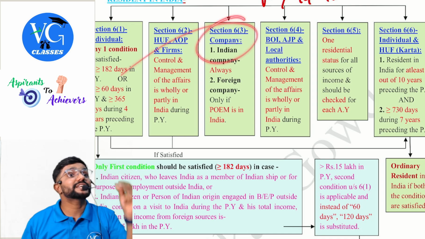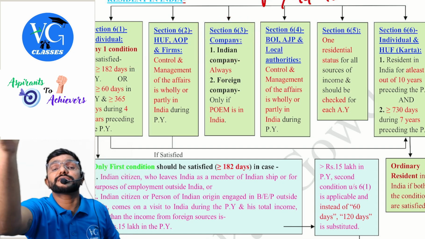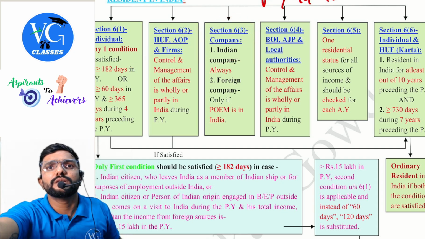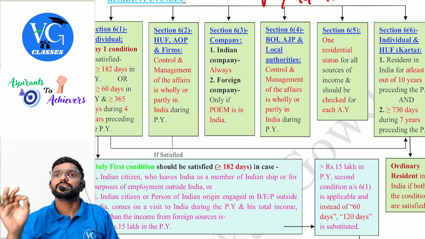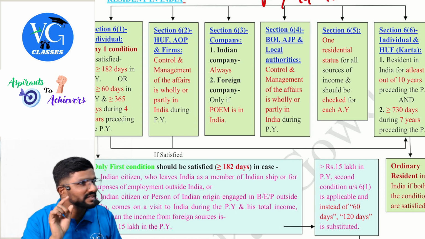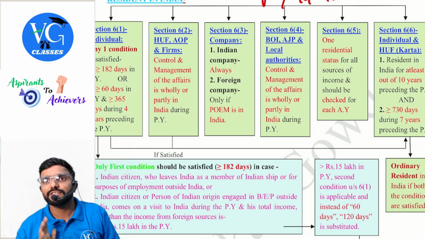Next, company, section 6 subsection 3. Company will start with which alphabet? C. C is which alphabet in the order? Third. 6(3). Got it? So C, company, 6 subsection 3.